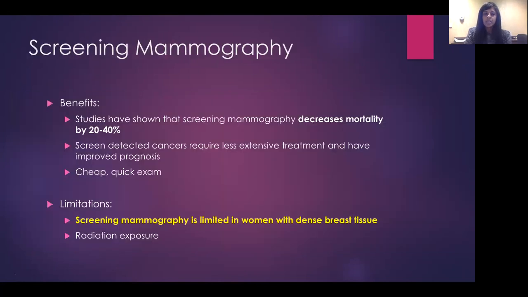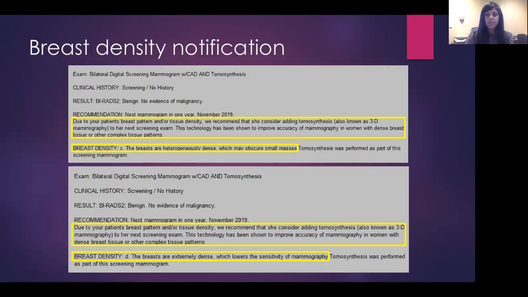But the main limitation of screening mammography is that it is limited in women who have dense breast tissue. If you've ever looked at your patient's mammogram reports, you may have seen this little notification under the recommendation: because of your patient's breast pattern and/or tissue density, we recommend that she consider adding tomosynthesis. This technology has been shown to improve accuracy. And you'll see this in patients who have a breast density of C, the breasts are heterogeneously dense, which may obscure small masses, or breast density of D, the breasts are extremely dense, which lowers the sensitivity of mammography.